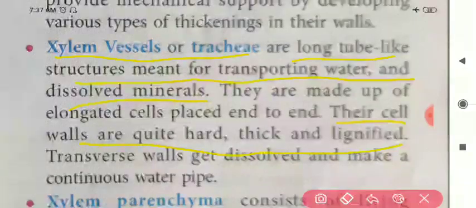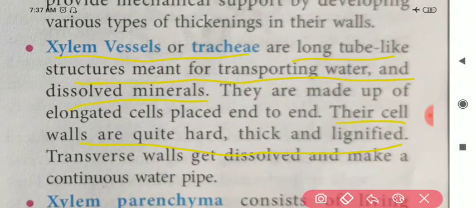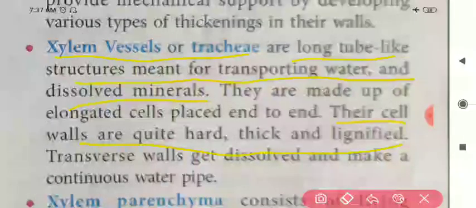These are long tube-like structures meant for transporting water and dissolved minerals. Clear? Their cell walls are quite hard, thick and lignified.